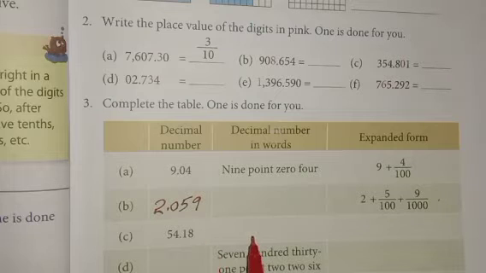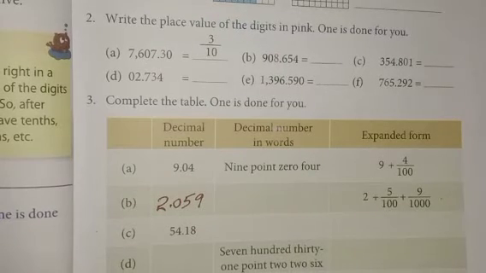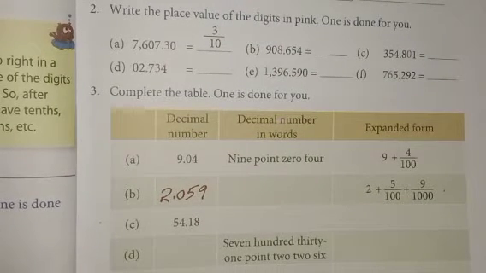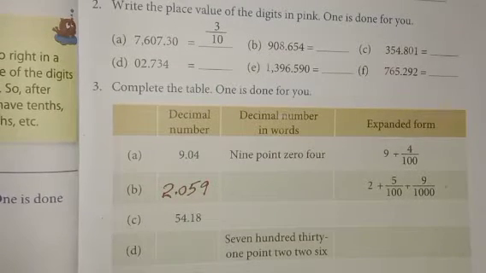Next one. 54.18. You can write here. Then here 50 plus 4 plus 1 by 10 plus 8 by 100. The same we can do next also. This also, how will you do? 3 point, here 731.26. Write here the decimal number, then the decimal expanded form. Next also here, 3.852. You can write the decimal words, then you can write 3 plus 8 by 10 plus 5 like that.